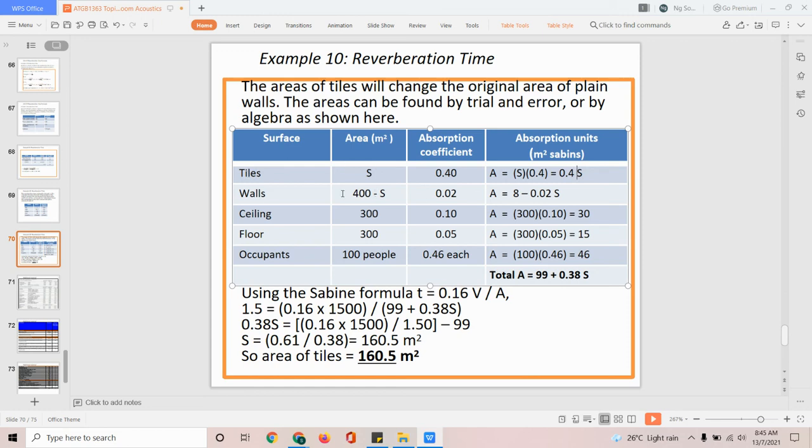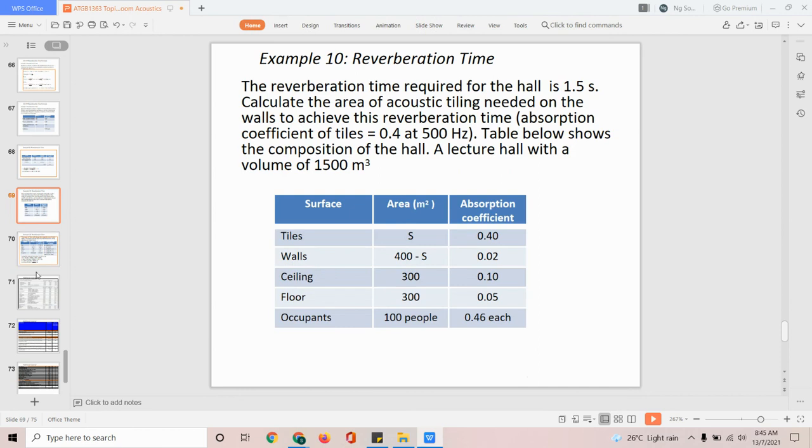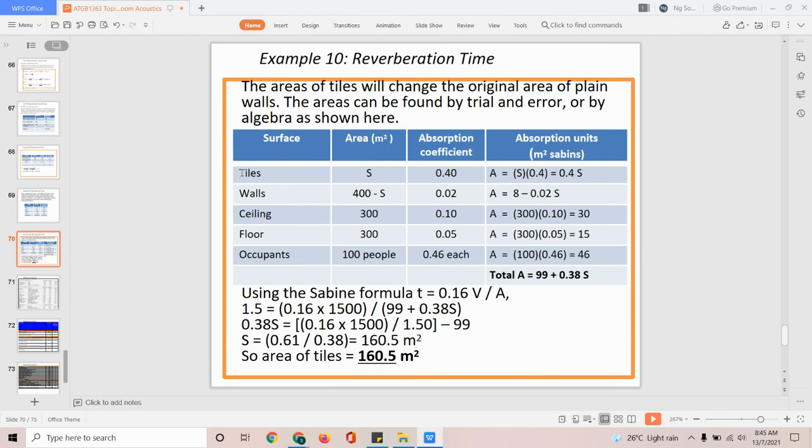So why is this such a case? When it comes to reflection in a room, where does it reflect from? It actually reflects from the wall. Also, the question mentions the area is acoustic tiling on the wall. So that's why the tiles are the remaining area of the walls. So this is where the tiles and the walls come about, the unknown.